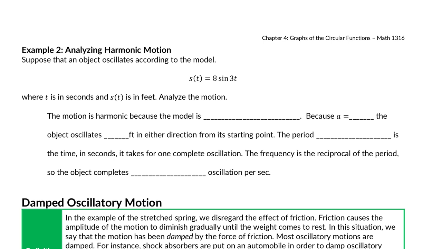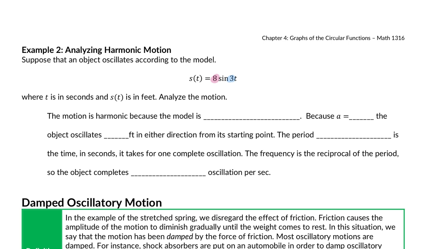Suppose that an object oscillates according to the model S of t equal to 8 sine of 3t. First of all, let's just see some things we know. What is the amplitude of this graph? 8. What is the omega for this graph? 3. Okay. We also know that this is a sine function, which means it starts at a what? Midline or a maximum? Midline.